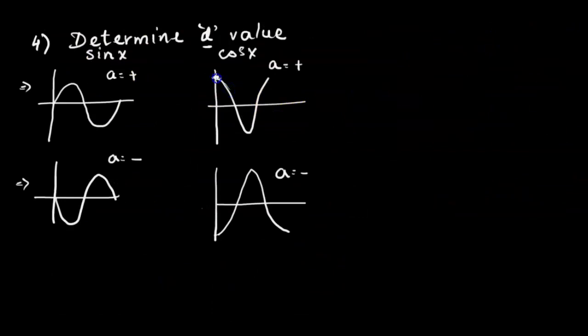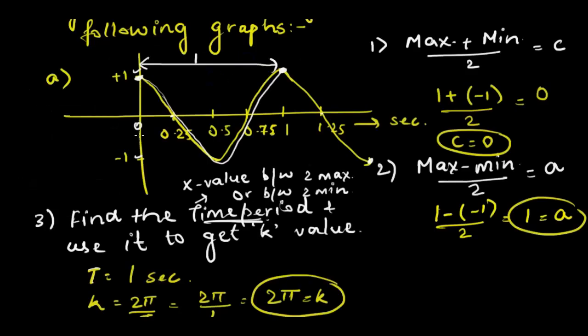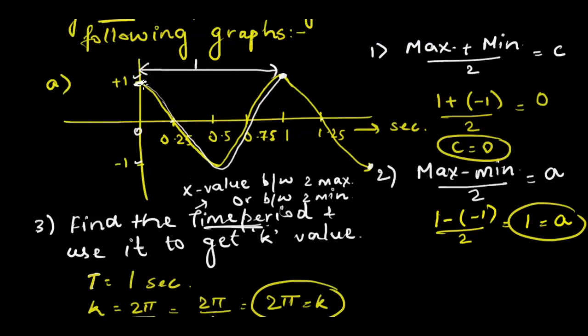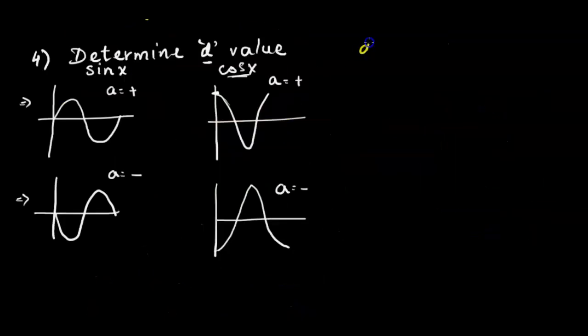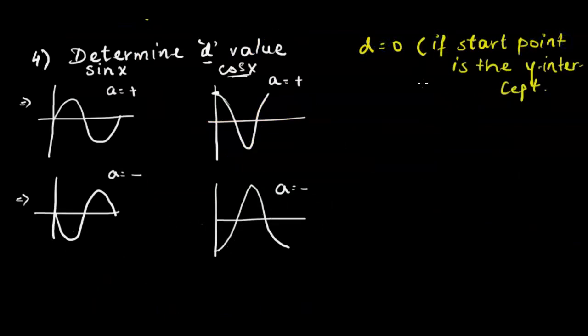So if the start point of the parent function graph and the start point of the graph that we are writing equation for is exactly at the same position, then the phase shift for that particular function is 0. That means if we consider this as the start point, then the phase shift for cosine function equation will be 0. Therefore, for this example, we say d is 0 if start point is the y-intercept, and this would give us cosine x graph.